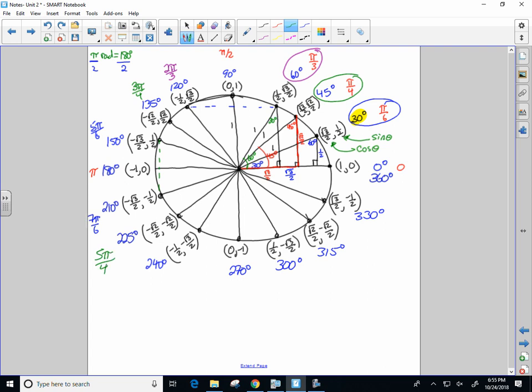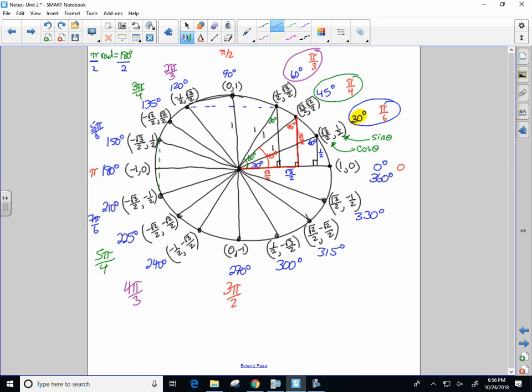240 is double 120. 120 is 2 pi over 3, so double that, 4 pi over 3. All right, if I wanted to get to 270, maybe I take my 90-degree angle and work off of that. 3 of those 90-degree movements would get me there. So 3 pi over 2.